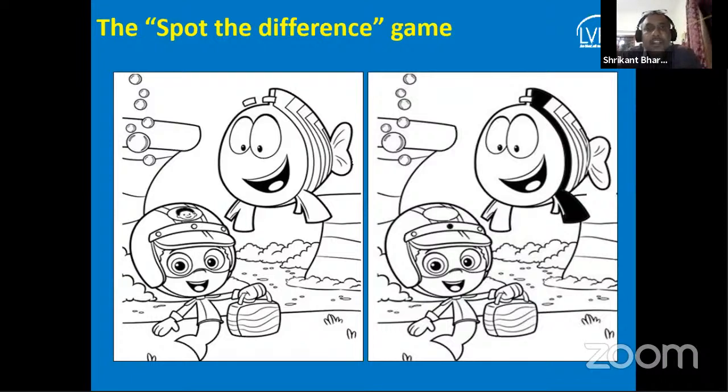What this game really involves is two images that are placed side by side, very, very similar looking images. And what needs to be done is to identify the differences that are there between the left and the right image. If you are playing this game amongst a bunch of people, then the winner is the person who identifies this the fastest.